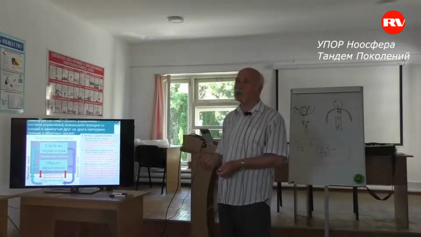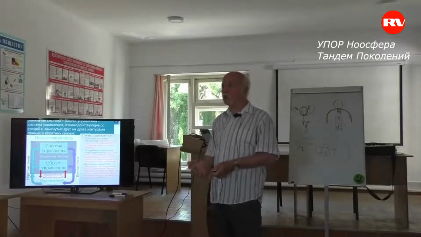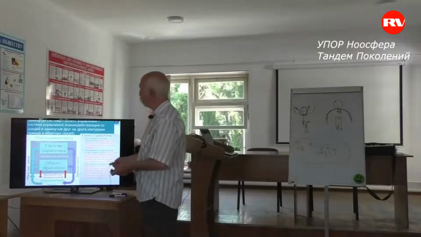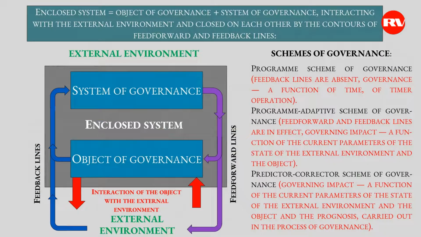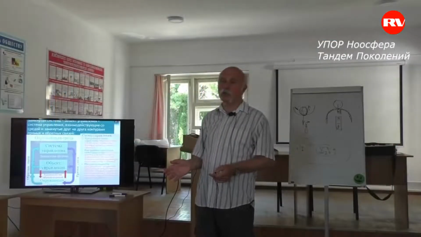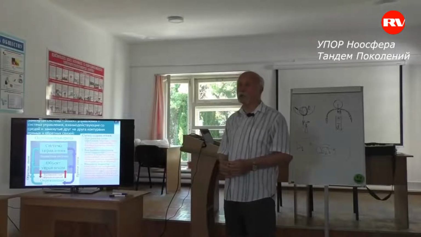Further, the system of governance needs some time to process information, to work out a governing impact. Then the governing impact, through the chains of feed-forward lines, falls on the executive bodies of governance. They also need time to operate, and in general it turns out that even if the system works out the correct governorial decision, it is in a certain way delayed. And while this time of lagging is flowing, the object of governance can go beyond the acceptable limits for deviation from the ideal mode. What to do in such a case?